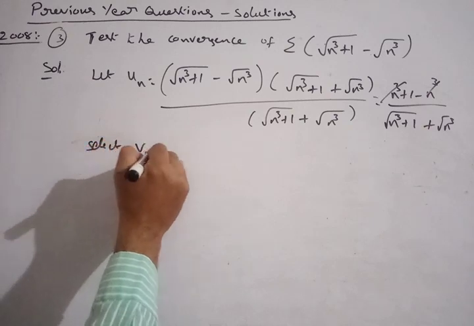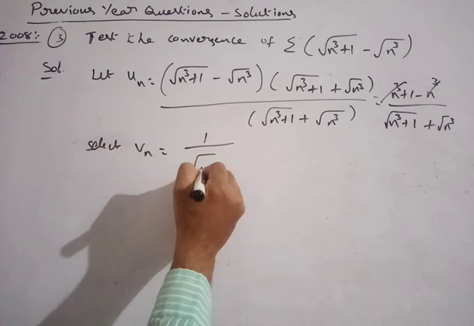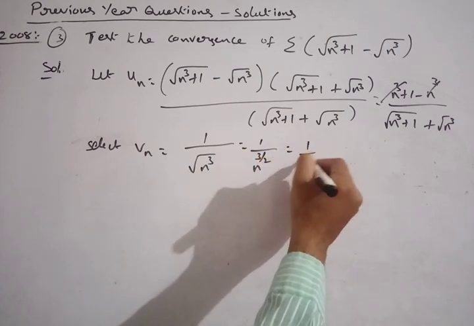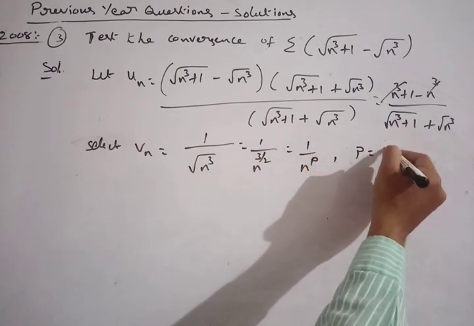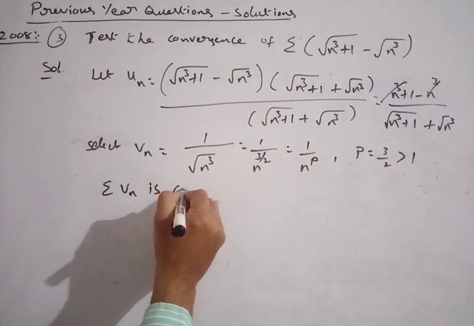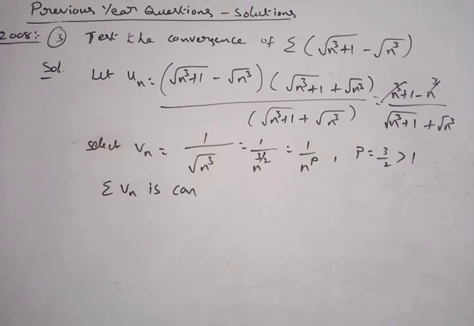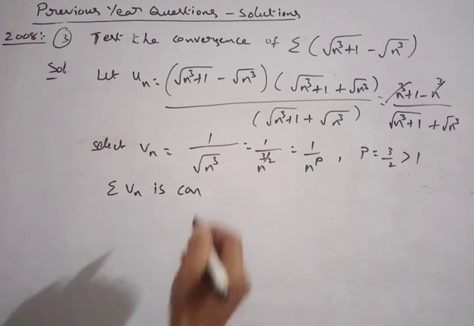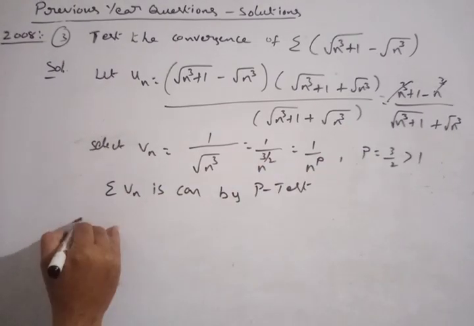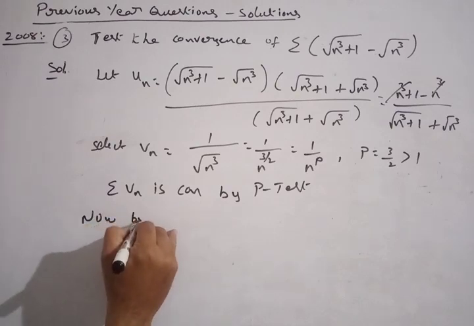Select Vn. Vn is 1 by root n cube, that means 1 by n power 3 by 2. So it is in the form of n power p. So p is equal to 3 by 2, greater than 1. So therefore sigma Vn is convergent. Identifying the type is important. If you know which type it is, you can solve all these problems quickly. Convergent by which test? By p test.